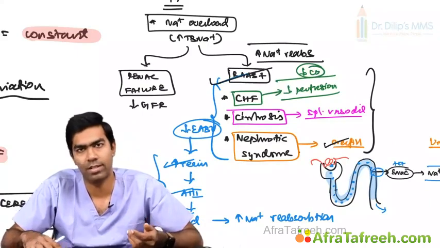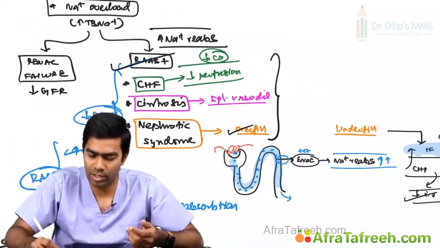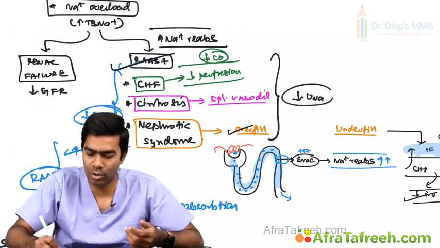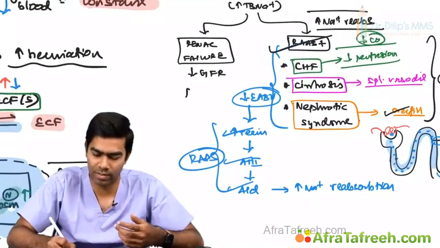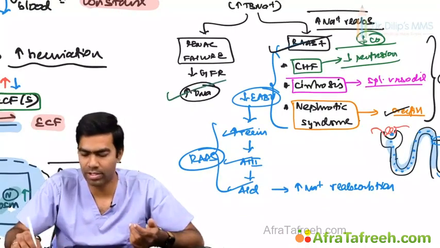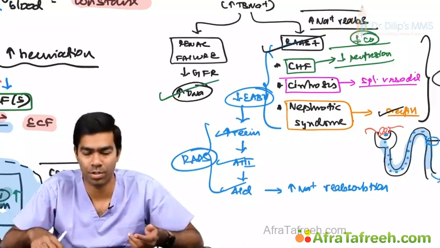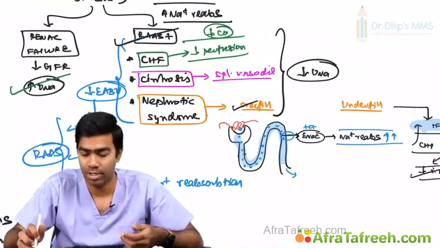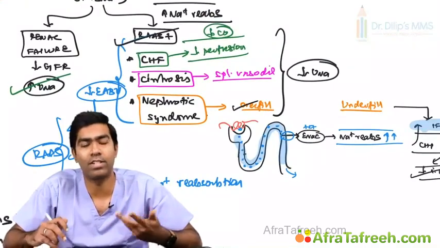Now what is the evidence for that? The evidence is that all these three conditions uniformly will have low urinary sodium, whereas renal failure will have high urinary sodium, which clearly tells us the problem in renal failure is not this sodium reabsorption, because they have high urinary sodium. The problem in renal failure is low GFR.